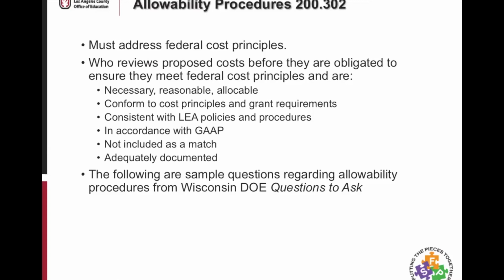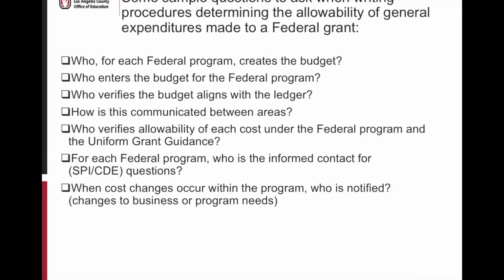On the next slide, I believe the Wisconsin guidance gives you some questions to think about when you're developing allowability procedures. So first of all, for each federal program, who develops the budget? Is that someone in the program office? Who has authority to develop that budget? And then who enters the budget?